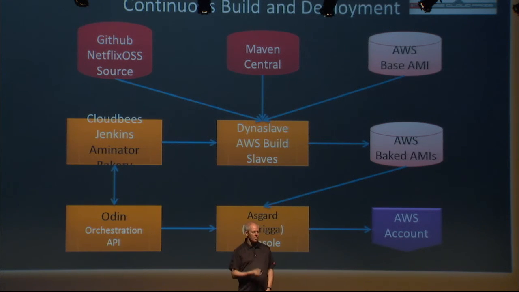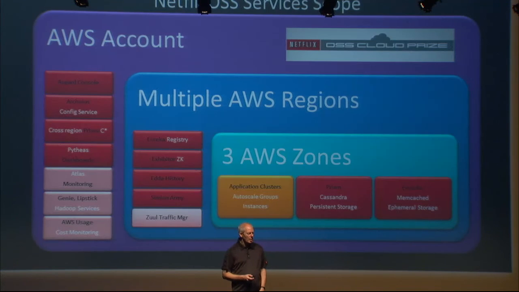So this is our build and deploy system. If you look at the services we have within an Amazon account, we have an Asgard console per account. We have a config service. There's cross-regional Priam backend with Cassandra. There's a dashboard system called Pytheas, which, some of you maybe have seen the Netflix dashboards. It's the basis for building those.